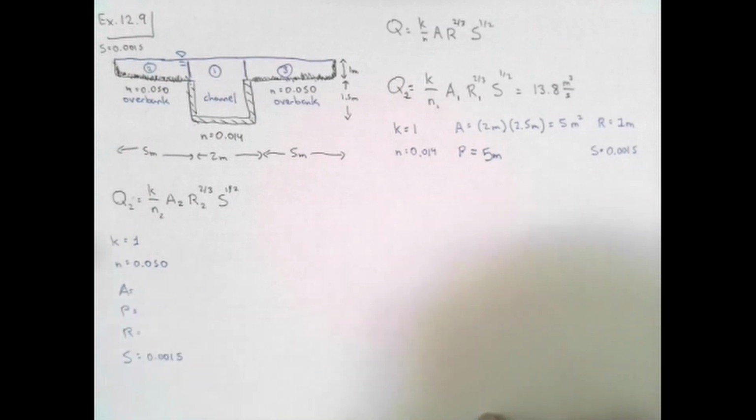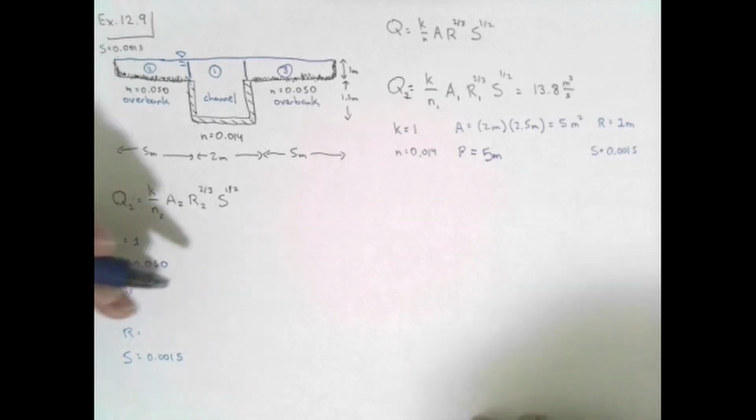Because it's an example and we want to make sure we go over all the steps here for the purposes of this class, let's just treat them separately. We know that K was still 1, N will be 0.050 for both, and slope will be 0.0015. So we really need to focus on the area, the wetted perimeter, as well as the hydraulic radius. So what do you think is the area, the wetted perimeter, and the hydraulic radius? And let's suppose that we're only looking at section number 2. So section number 2, what's the area of flow?